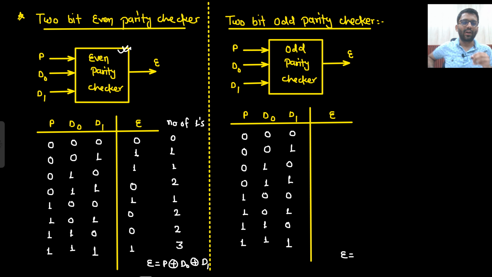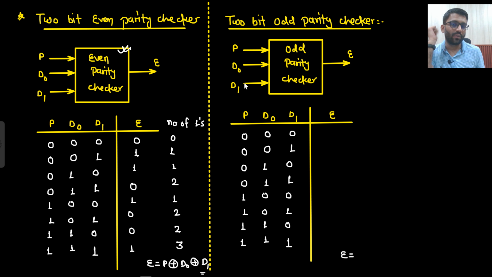Now why is it an XOR gate? How will you think in the examination? For an even parity checker, if the number of ones is odd, then the error bit will be 1, because the job of this is to ensure even parity. That means the number of ones in the input should be even. But if the number of ones is odd, then error will be 1. So this is an odd number of ones detector, which is an XOR gate only. So the even parity checker is an XOR gate only, right?